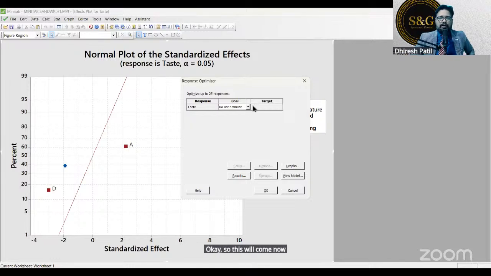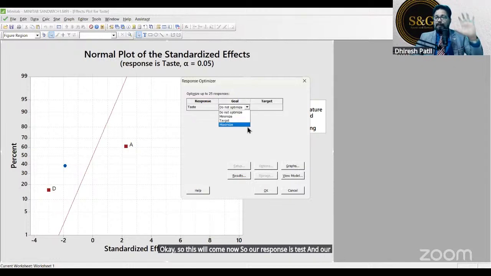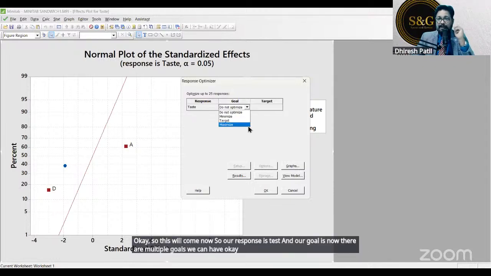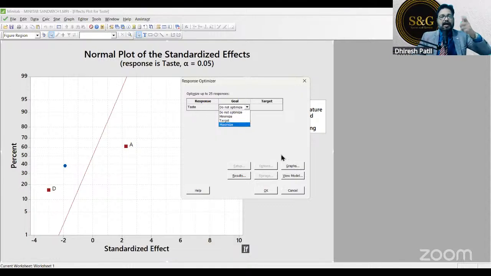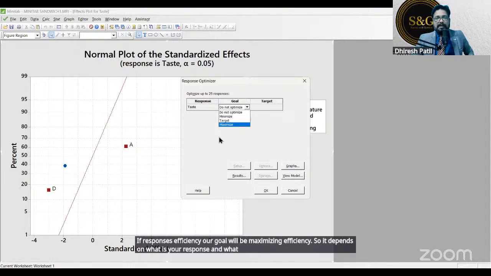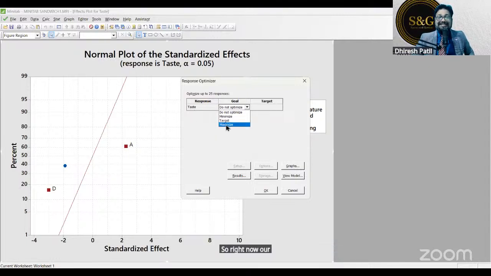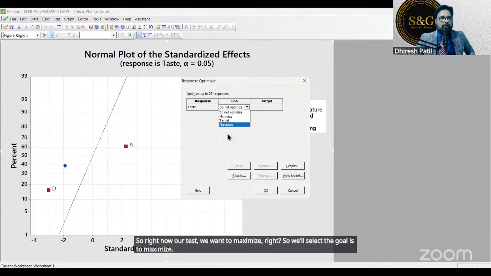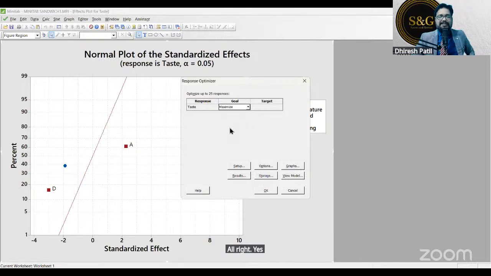Now, our response is taste. And there are multiple goals we can have. For example, if our response is defect, we will minimize it, so our goal will be minimizing the defect. If the response is efficiency, our goal will be maximizing efficiency. It depends on what your response is and what you want to do with it. Right now for our taste, we want to maximize, so we'll select the goal as maximize.